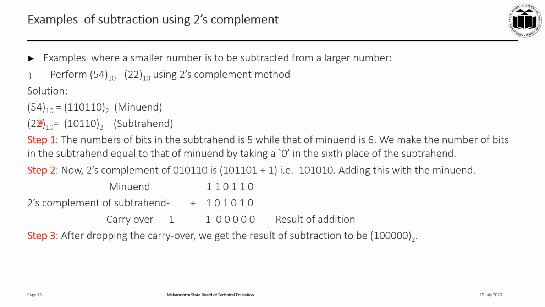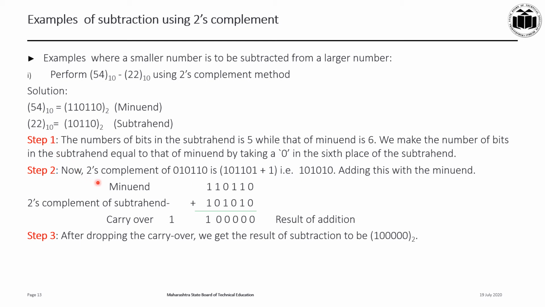As you can see, first you convert 54 to the base 10 to the binary form, which is 1, 1, 0, 1, 1, 0. You convert 22 to the base 10 to its binary form, so it is 1, 0, 1, 1, 0. But as you can see, in the subtrahend and the minuend, the number of bits are not equal. So as step 1, you need to add a 0 so that the number of bits in the subtrahend and the minuend becomes equal.